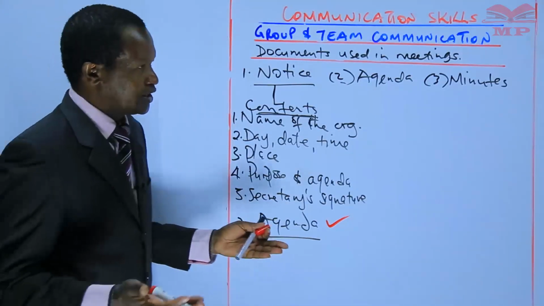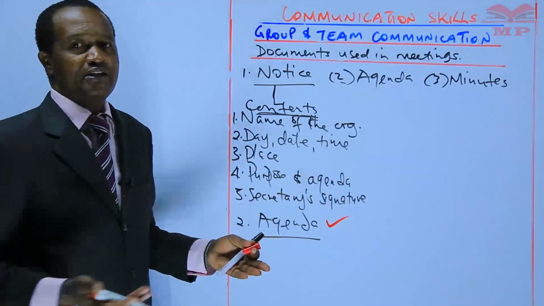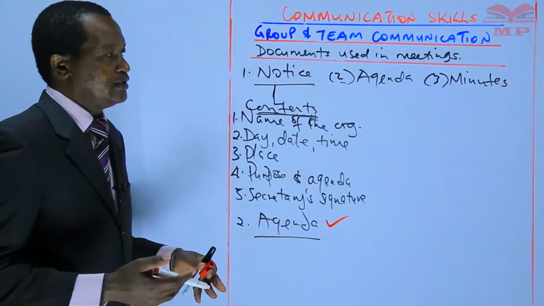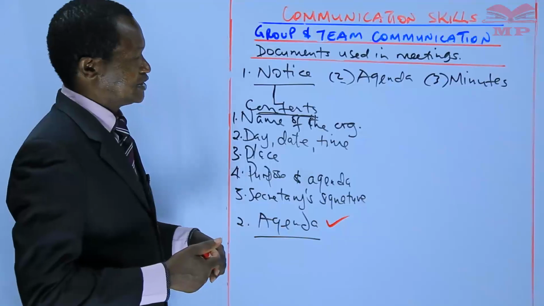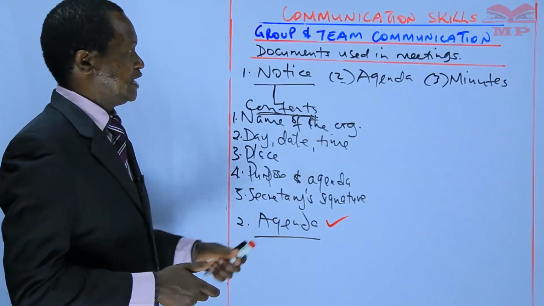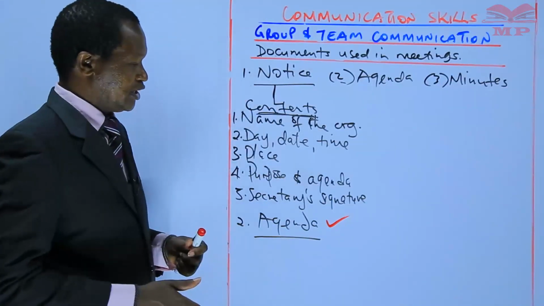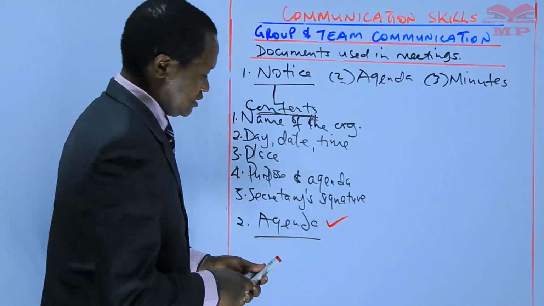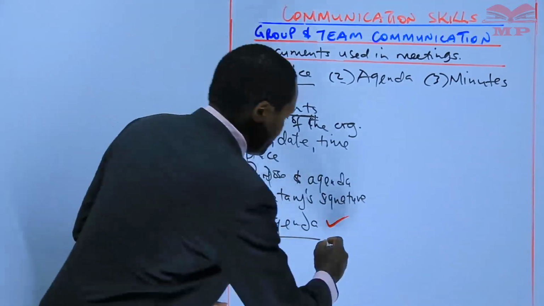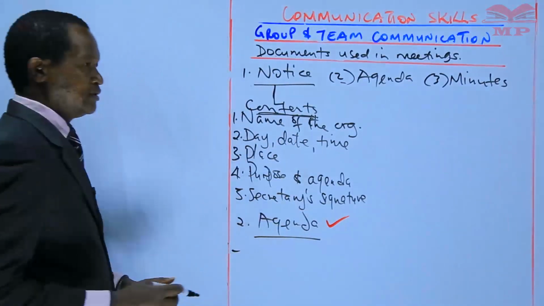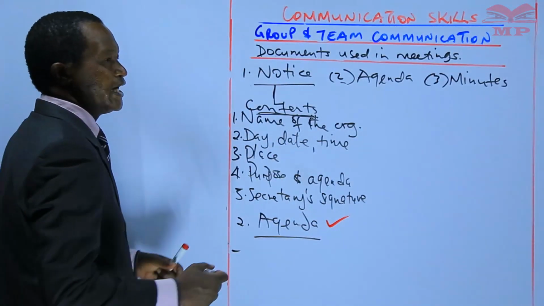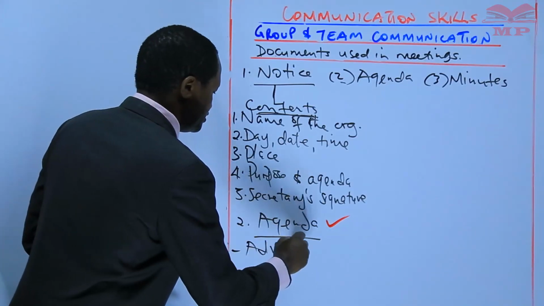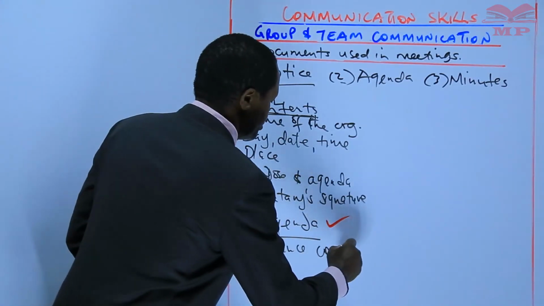And you can be asked a question like, what are the purposes of an agenda in a meeting? Why is it important that the secretary prepares a document outlining the agenda of a meeting? In answer to that question, you can say, one, an agenda gives what we call advance communication.